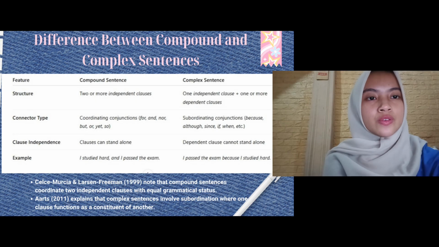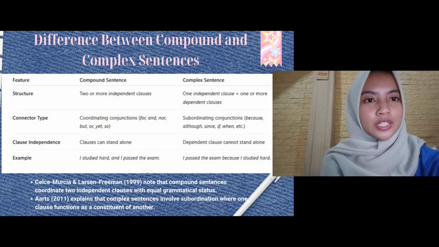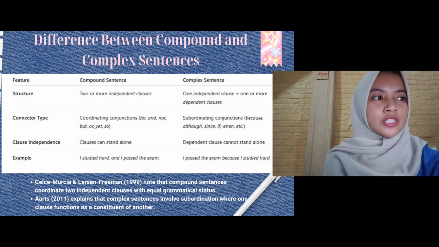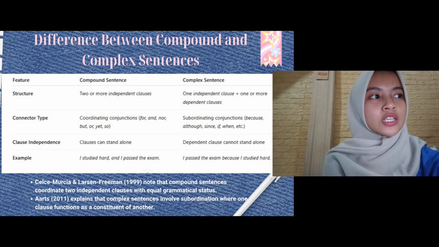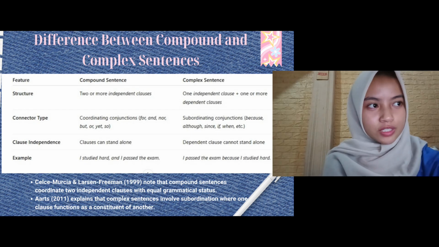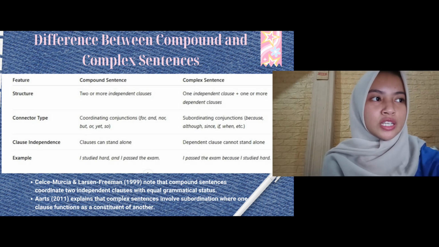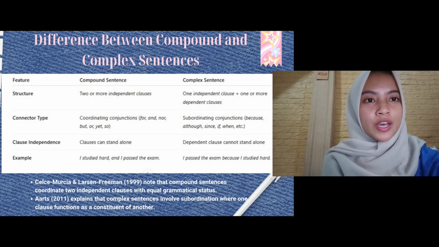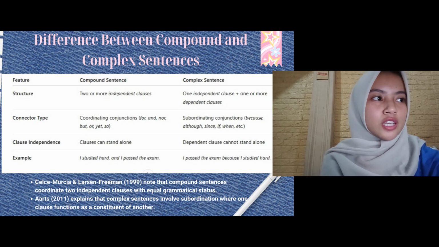So I will show you the difference between compound and complex sentences. The structure of a compound sentence is two or more independent clauses, and the structure of a complex sentence is one independent clause plus one or more dependent clauses. The connector type of compound sentences is coordinating conjunctions: for, and, nor, but, or, yet, so, also called FANBOYS. The connector type of complex sentences is subordinating conjunctions: because, although, since, if, when, etc.